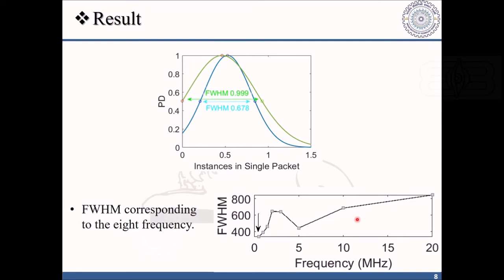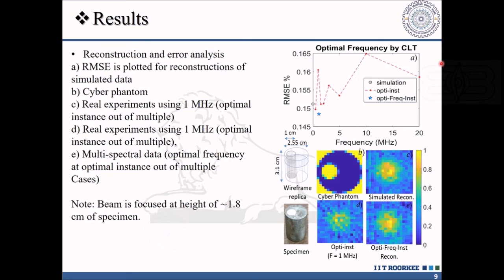So as a CLT output, the 500 kHz frequency should give us the best reconstruction. The output of the CLT theorem has been verified by carrying out the root mean square error analysis in reconstruction. Here in figure A, we have plotted the root mean square error for reconstruction for a simulation, for optimal instance value, and for optimal frequency instance.